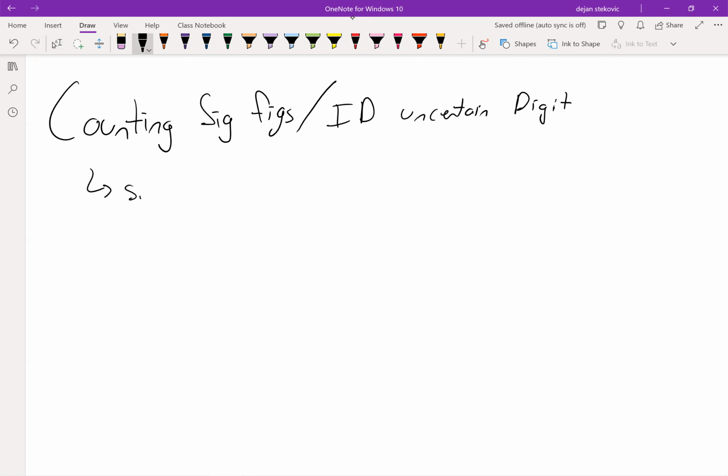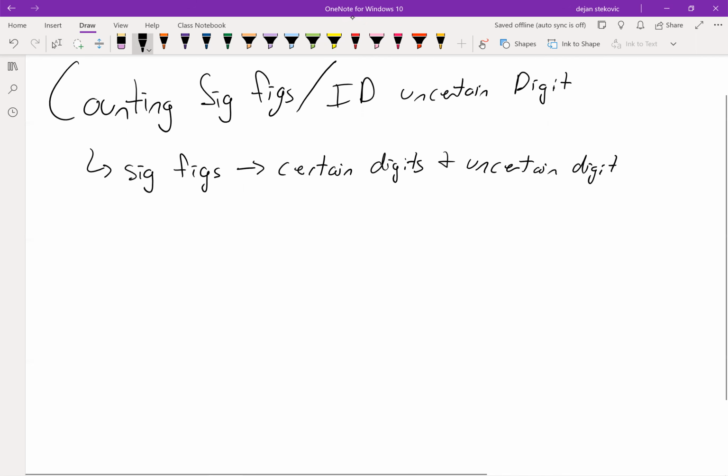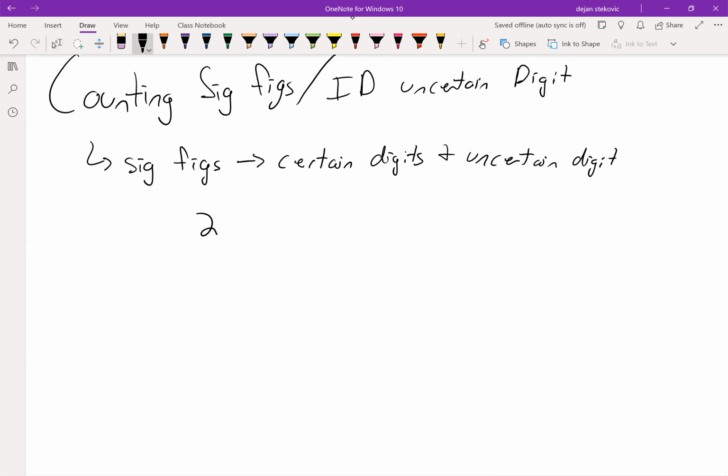And so what are sig figs? Sig figs are your significant figures, and these are our certain digits, the ones that we know are correct, and our uncertain digit. So they're all significant. For example, when we have 21.7, we have 1, 2, 3 sig figs. And our sig fig furthest to the right is always going to be our uncertain digit. So this 7 right here is your uncertain digit. That's the one that was guesstimated.